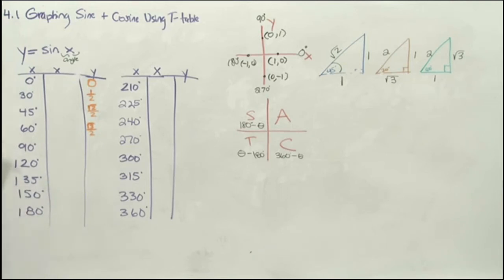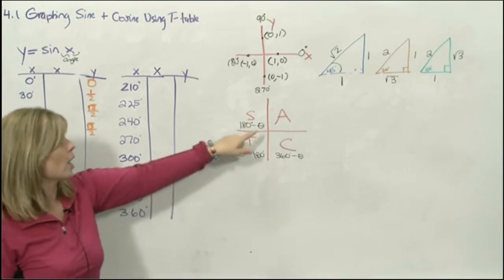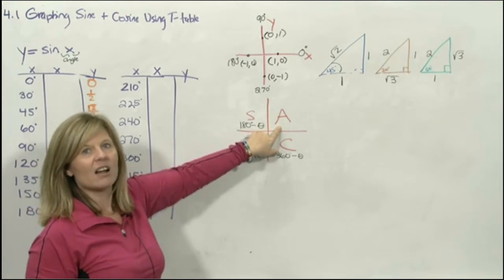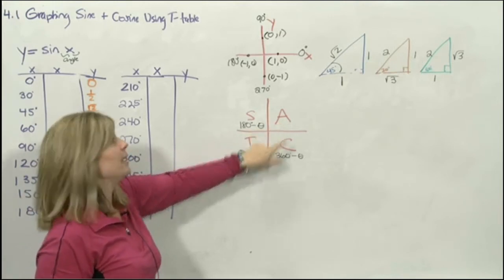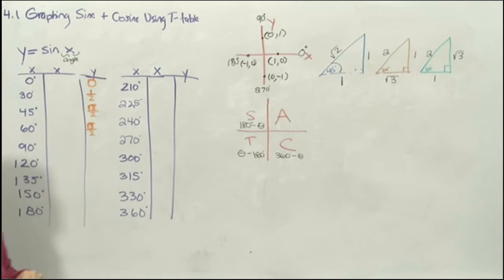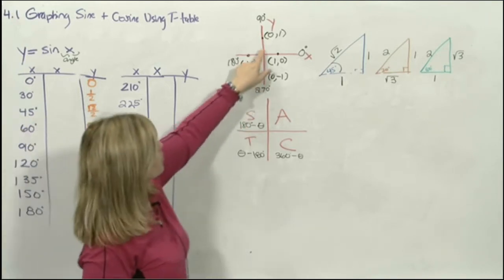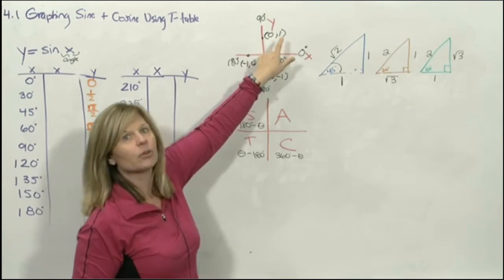30, 45, and 60 are in what quadrant? Quadrant 1. What do you know about the sine value in quadrant 1? A means they're all positive. Good. Now I'm going to do the sine of 90 degrees. Well, I got to go to the unit circle. The sine is the y value. The y value is 1.